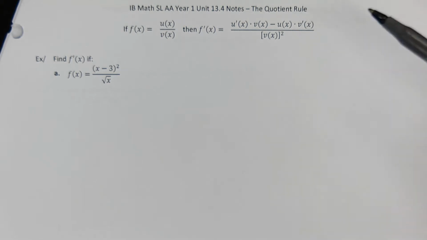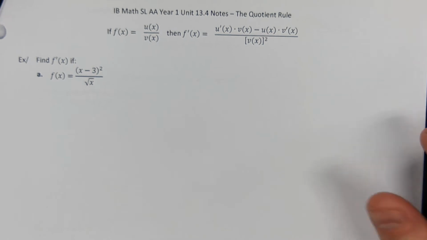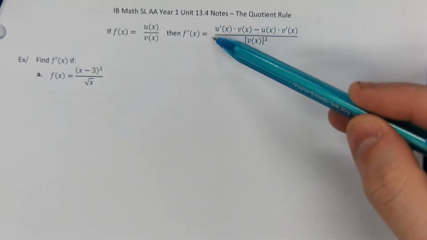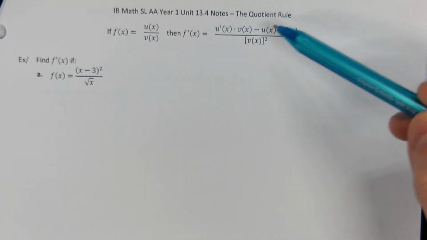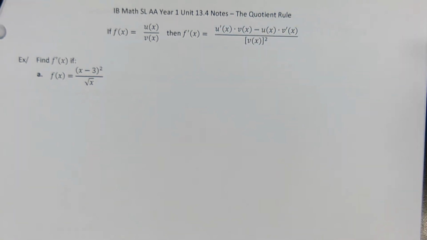The formula, which I don't even like to write the way they do, it's got too many variables in it for me, is u prime v minus uv prime over v squared. You notice that the top of the quotient rule is near identical to the product rule. Only difference is it's a minus instead of a plus. But don't worry, you don't have to memorize it. It is in the reference sheet.